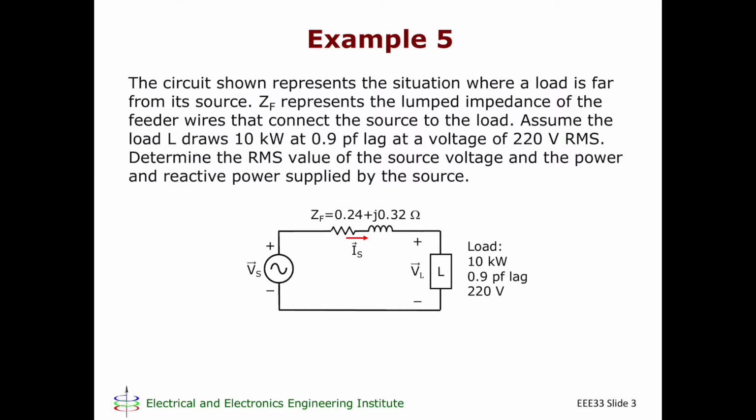Assume the load L draws 10 kilowatts at 0.9 power factor lag at a voltage of 220 volts RMS. Determine the RMS value of the source voltage and the power and reactive power supplied by the source. So we have a voltage here of 220 volts. You have a feeder. There's going to be a voltage drop across the feeder. So expect the source voltage to be higher than the load voltage because there has to be a drop in the feeder. Then we're also asked to determine the power and reactive power that is going to be supplied by the source.